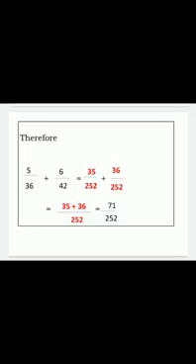Now as your denominators are same, you can add. So 5/36 + 6/42 = 35/252 + 36/252. Therefore, (35 + 36)/252 = 71/252. So your answer is 71/252.